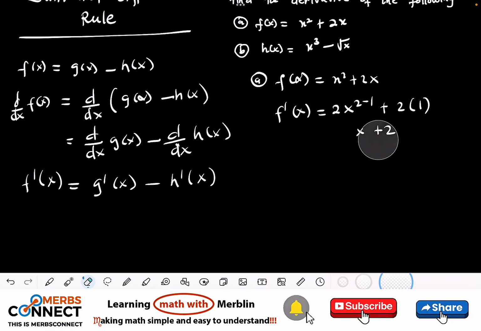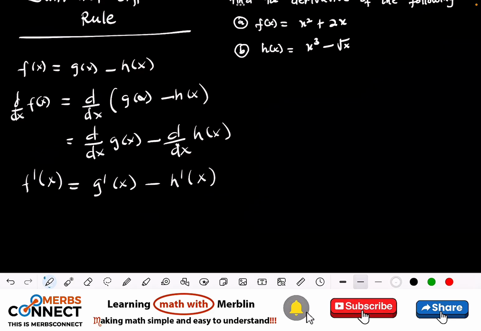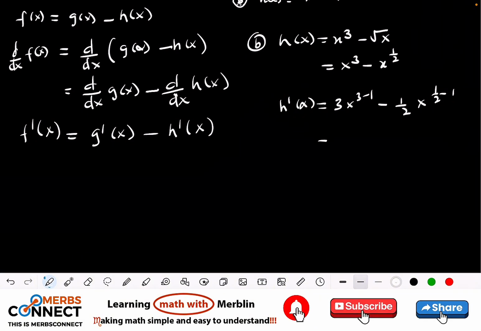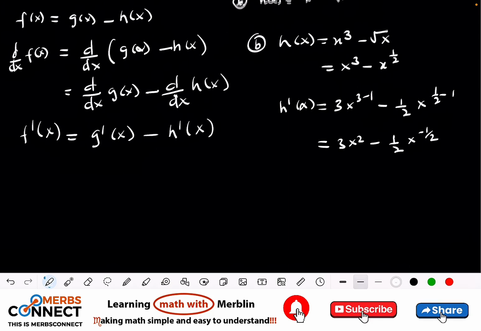Let's look at the b. Now b, h of x is equal to x cubed minus root of x. So anytime we have a root, we try to simplify it first. So this one will be x to the power 3 minus x to the power 1 over 2. So what will be h prime of x? Based on the power rule, we are going to have 3x to the power 3 minus 1, right? Then minus 1 over 2 x to the power 1 over 2 minus 1, right? That's the power rule. So this is going to give us 3x squared minus 1 over 2 x to the power minus 1 over 2, which is very simple.